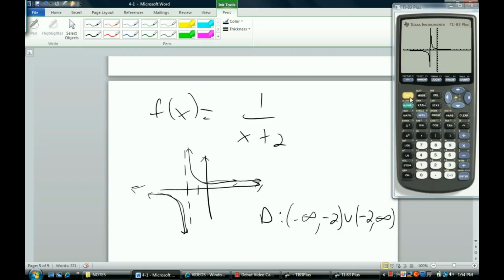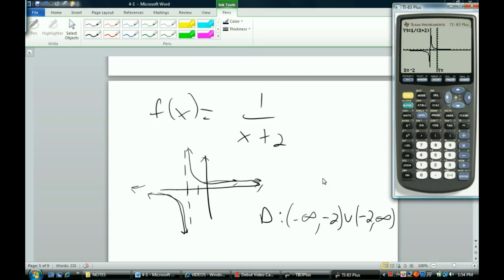And you can do a couple of things. You may want to look at the table just to verify that at negative 2 it doesn't exist. And you can always use trace and enter negative 2. And you don't see an answer. It doesn't pop up.